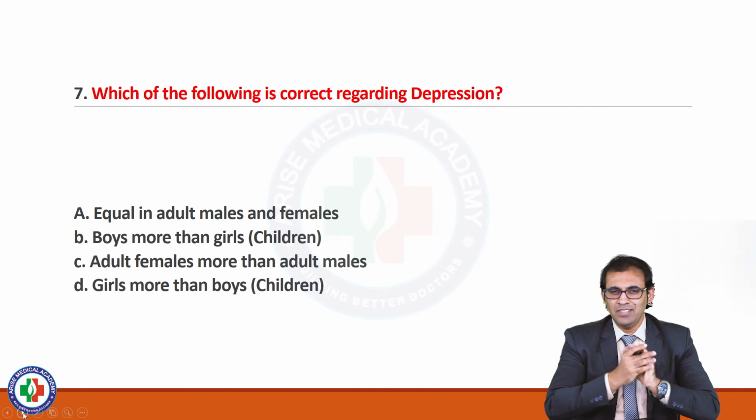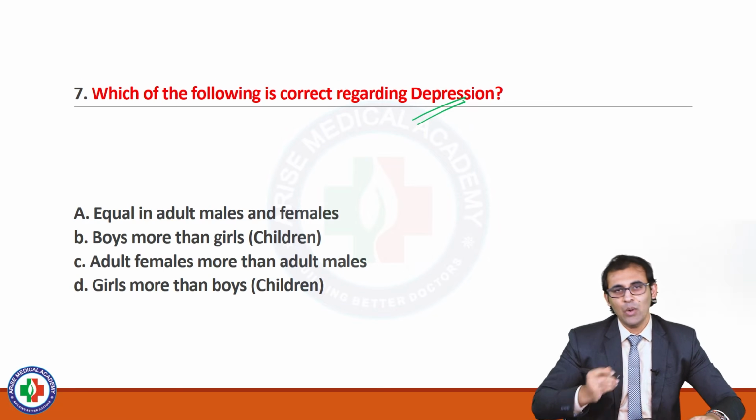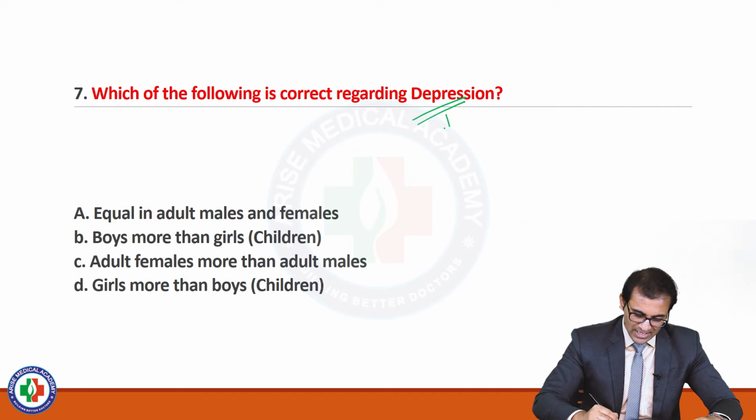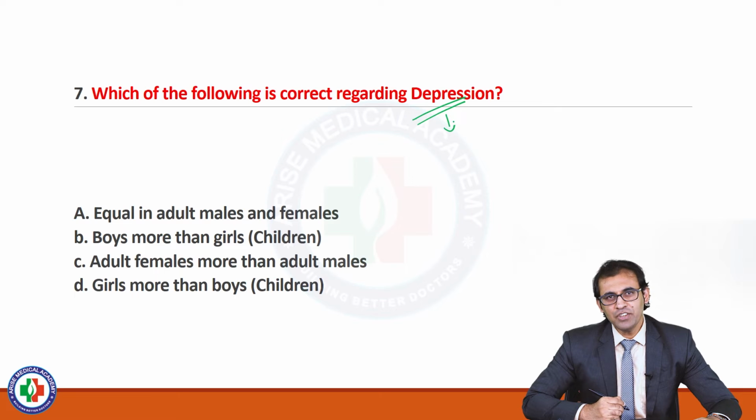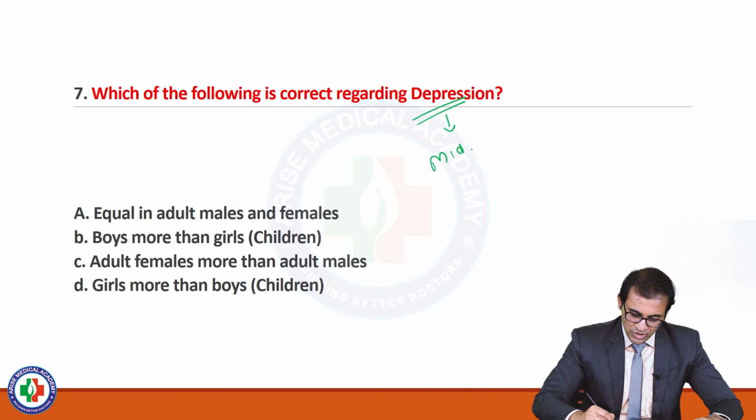Okay, question number 7. This is a very easy question related to depression. Which of the following is right about depression? As we know, depression is more common among middle-aged people, especially among females.